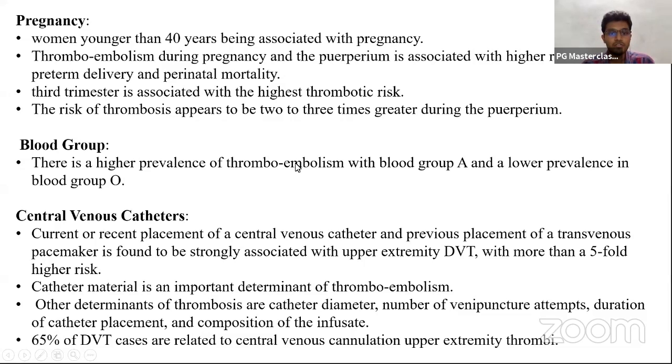Blood group as a risk factor. There is a higher prevalence of thromboembolism with blood group A and a lower prevalence in blood group O. Similar risk has also been attributed to blood group AB.